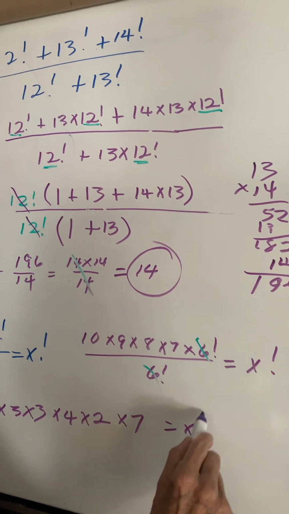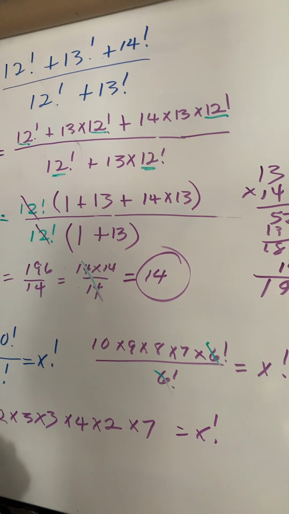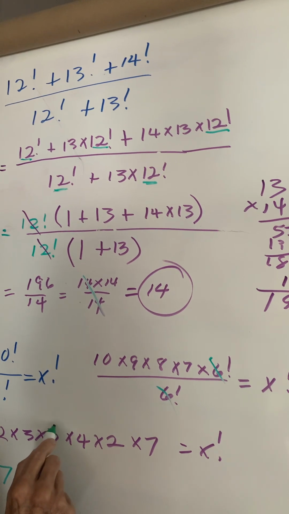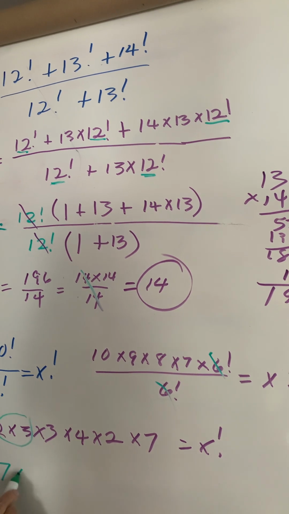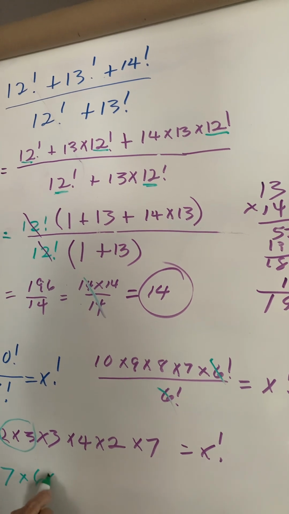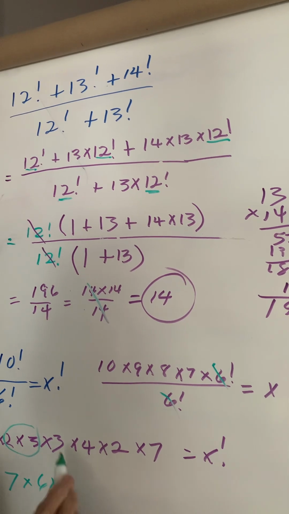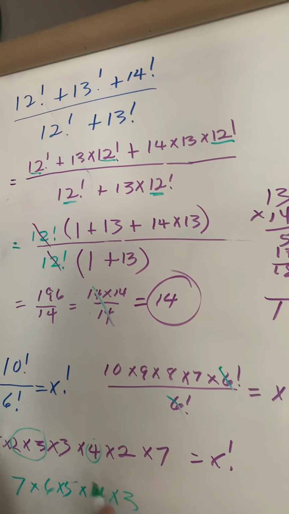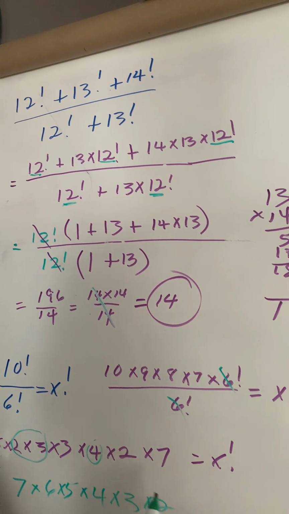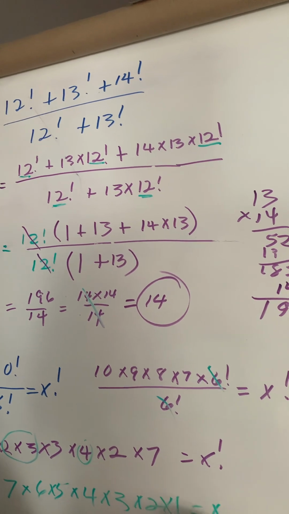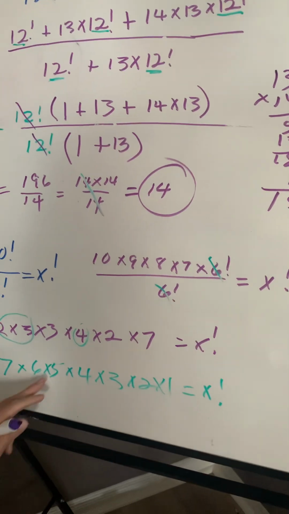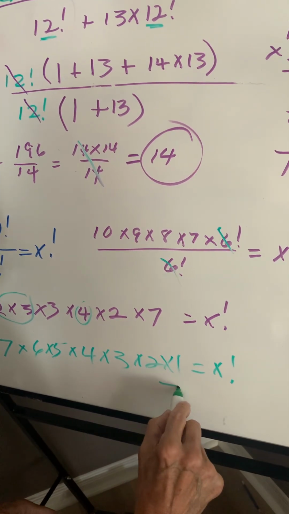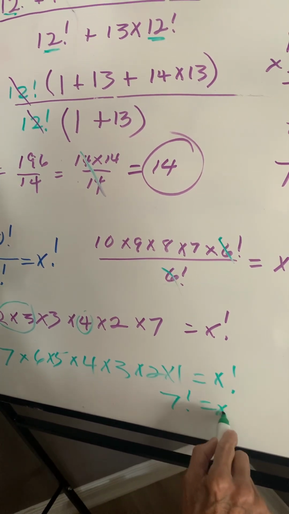It's still x factorial. I'll start off with the 7. 3 times 2 is 6 times 5. Now I need a 4, so over here. I need a 3. I need a 2. I don't have a 1, but 1 is anyway. It's x factorial. So 7 times 6 times 5 times 4 times 3 times 2 times 1 is x factorial. So the answer is 7 factorial.